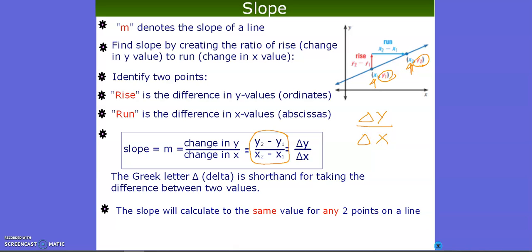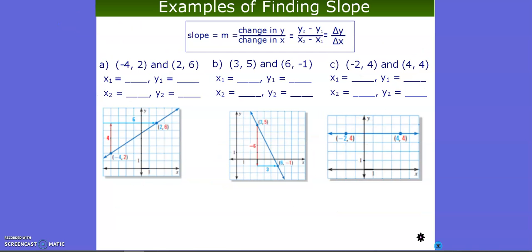We leave slope as a fraction. Please do not change it to a mixed number if it's improper. Do not change it into a decimal. Slope is a fraction, showing the two types of change, the change in y over the change in x. If you have a line, your slope will be the same value for any 2 points that you pick off your line. Keep in mind this is a fraction, so we do want to have it simplified. So let's take a look at our first set of examples.